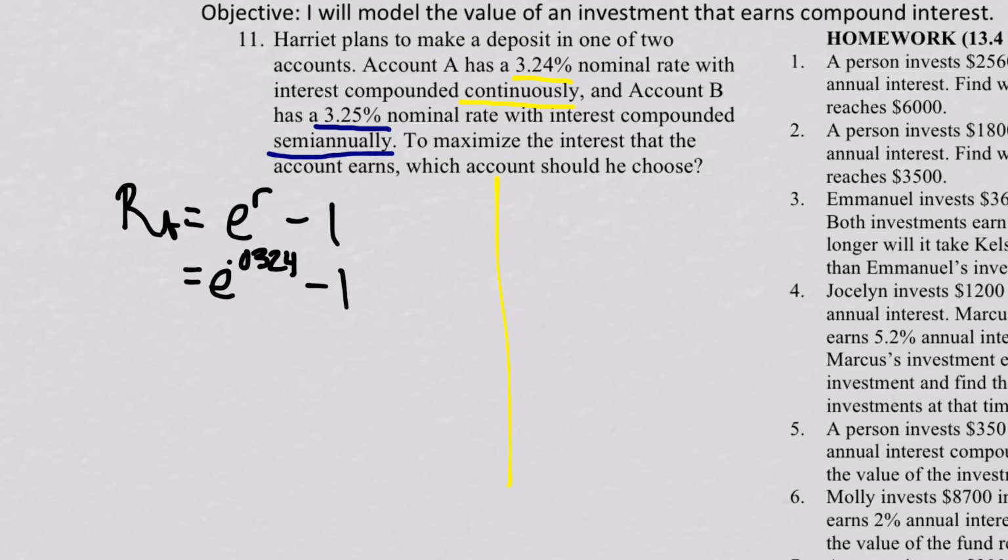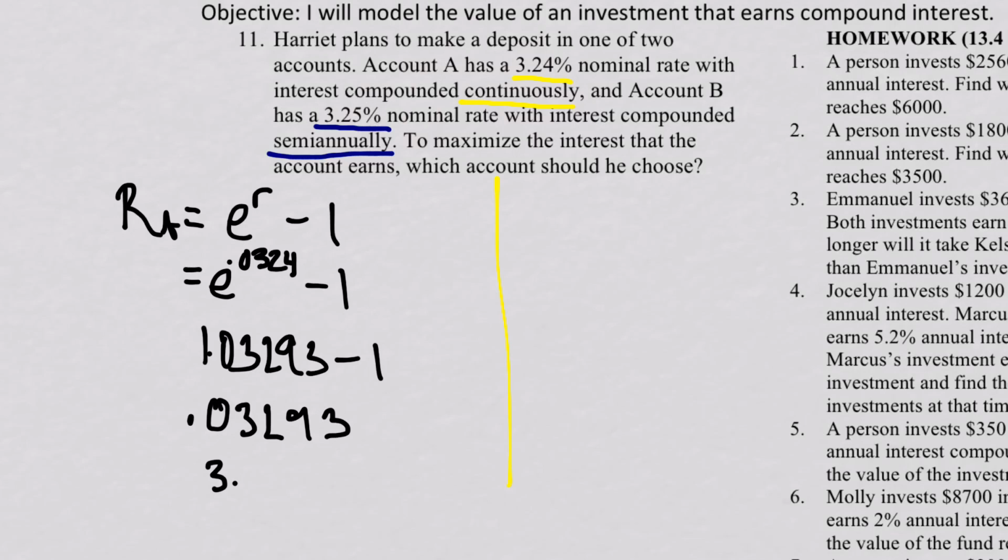My calculator says 1.03293 minus 1. So it's 0.03293. In percent, it's 3.293%. That's account A.